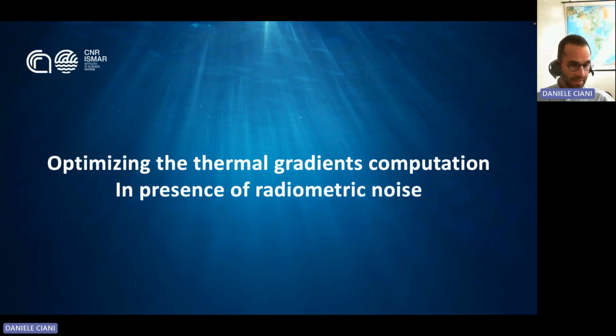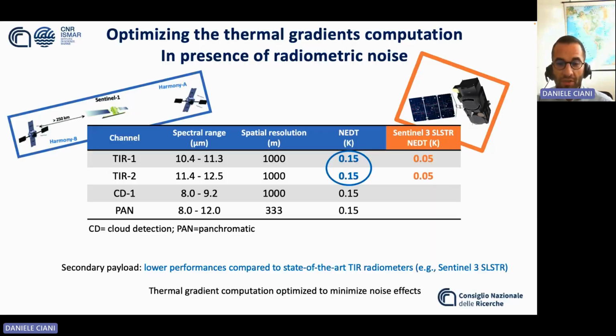So the last point of this presentation is the way we address the optimization of the thermal gradients computation from 2D images, considering the high radiometric noise of the Harmony thermal infrared payload, considering state-of-the-art infrared emission sensors like SLSTR. So here you can see the difference in NEDT in the infrared channel from these 2 sensors, and the necessity to optimize the computation of the thermal features gradients at the sea surface numerically.